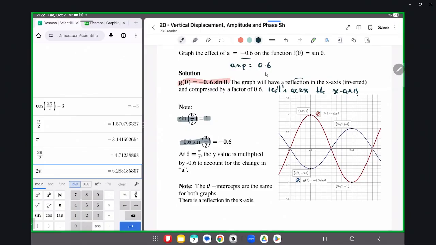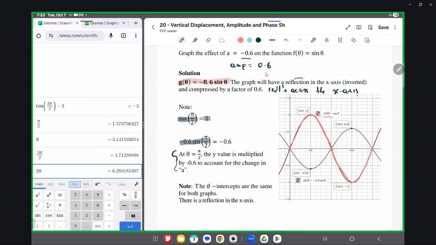And so at theta equals pi on 2, the y value is multiplied by -0.6 to account for the change in a. And so what happens here? In red, this is the normal f of theta equals sine theta graph. So we know we go up, passes through pi on 2 normally, passes through pi. At 3 pi on 2, passes through 1.